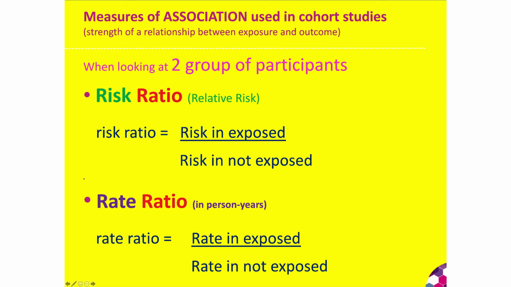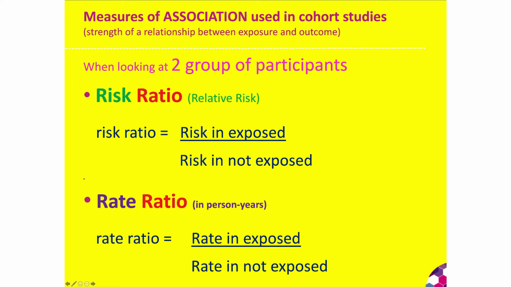So when we're comparing 2 groups of participants, we tend to measure risk ratios and rate ratios. The risk ratio is the risk in the exposed group divided by the risk in the not exposed group. And the rate ratio is the rate in the exposed group in person years divided by the rate in the not exposed group in person years.